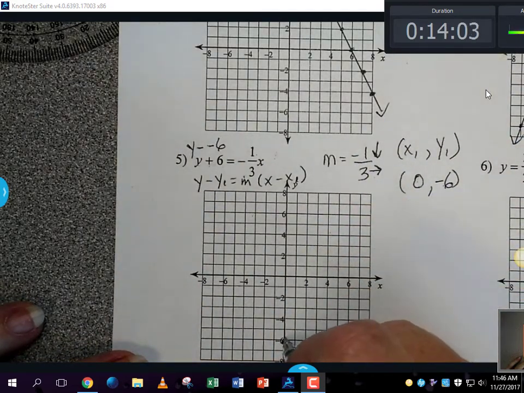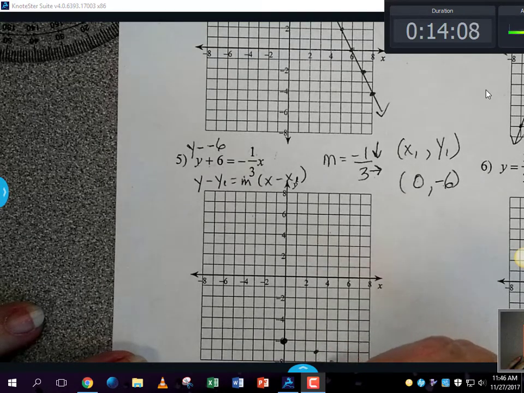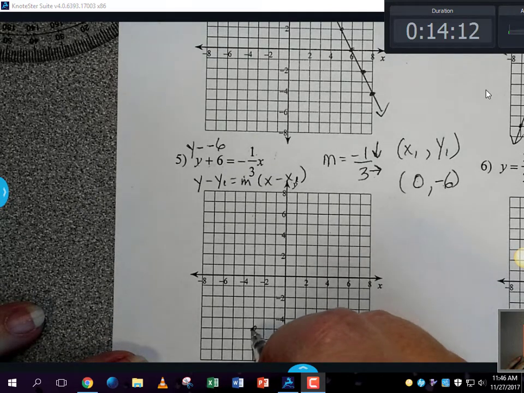0, negative 6, down 1 and right by 3, down 1 and right by 3, or up 1 and left by 3.